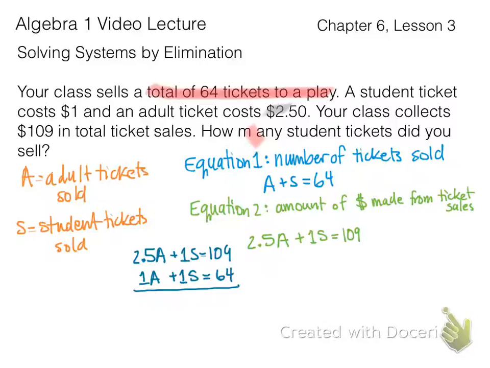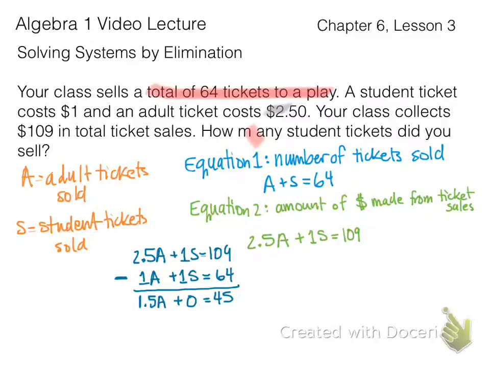And I'm probably going to subtract here, because there's no way I can add 1s and 1s and get 0. But if I subtract, see, subtraction is actually going to eliminate. The s's are going to cancel out, right? And then I have 2.5a minus 1a is 1.5a. 1s minus 1s is 0, and 109 minus 64 is 45.